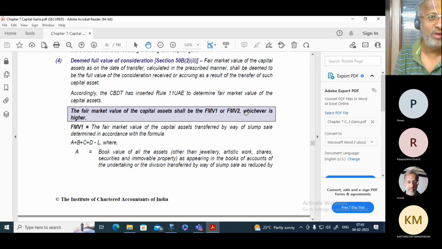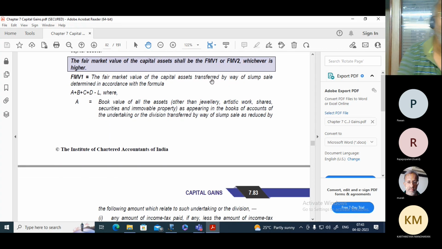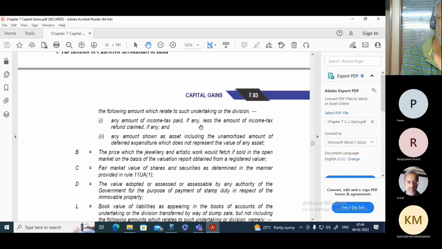Now, let us know about what is A. This is on the arrival of asset. This is not on the asset which is transferred out. Book value of all assets other than jewelry, artistic work, shares, immovable property, as appearing in the books of the undertaking or the division transferred by way of slump sale, as reduced by the following amounts.